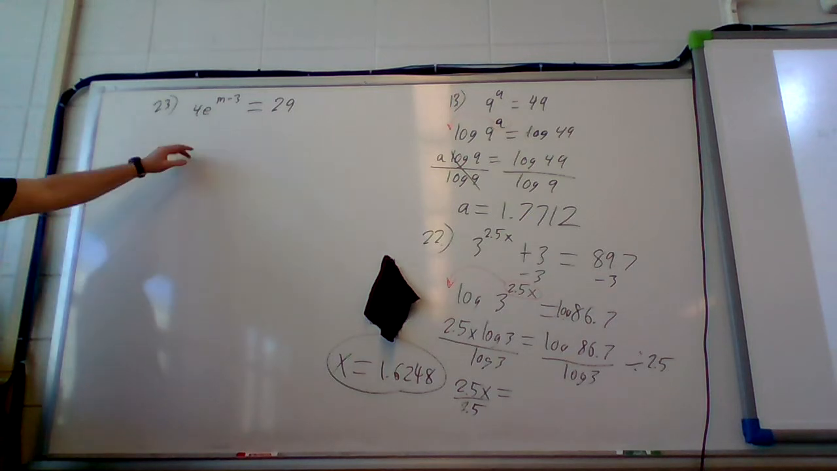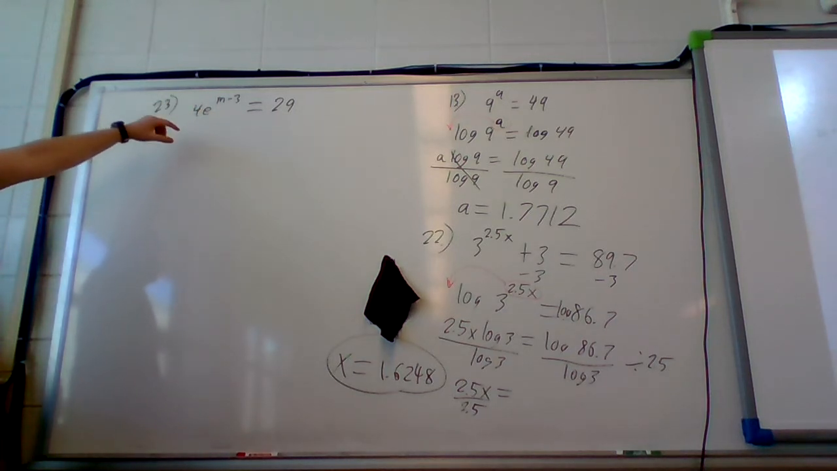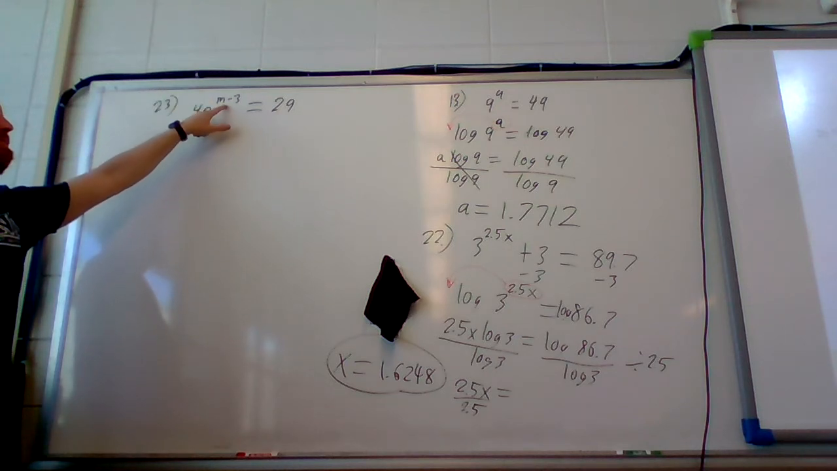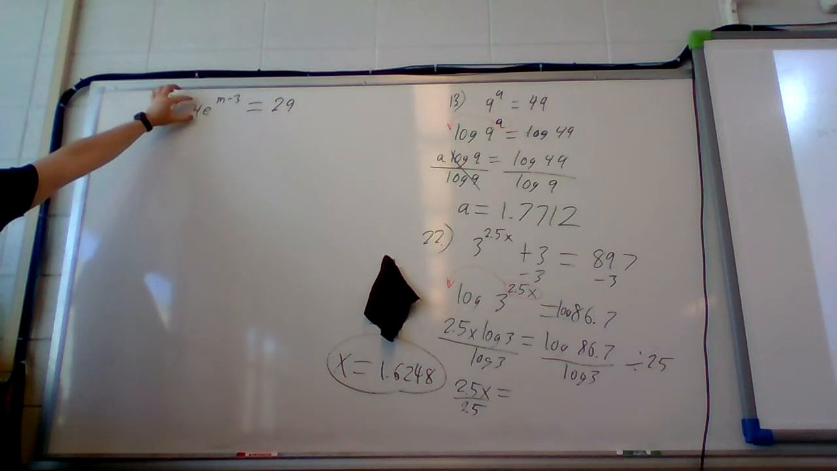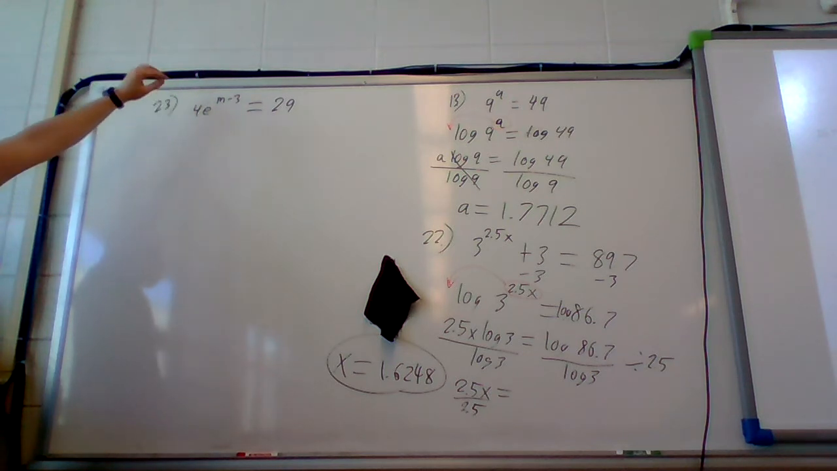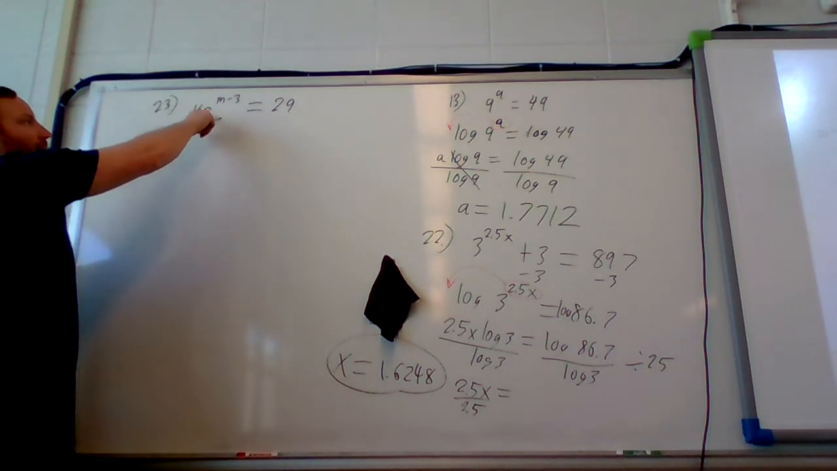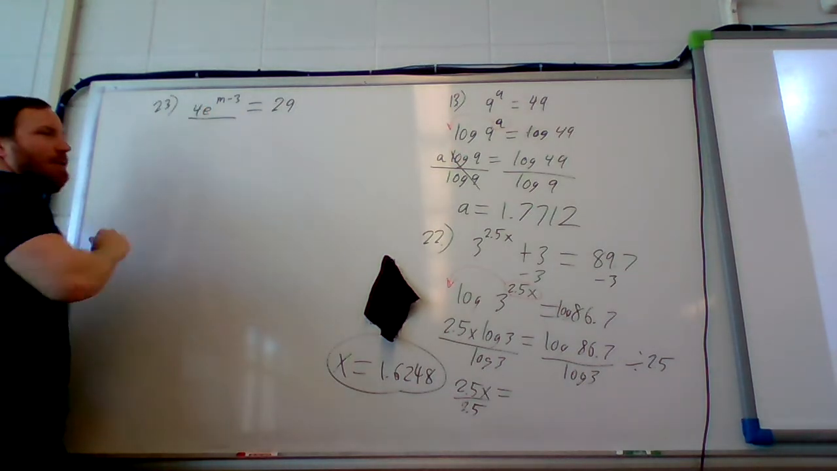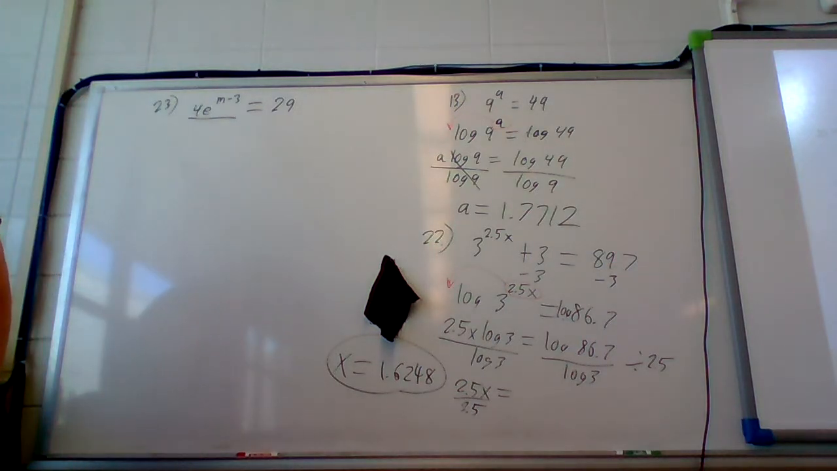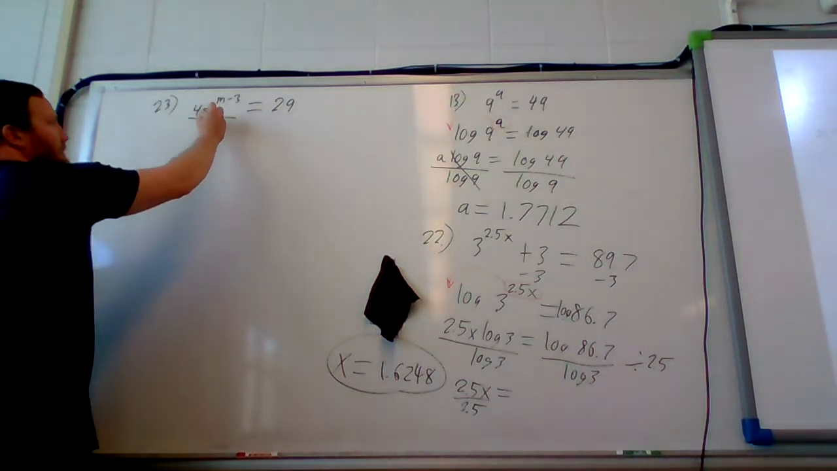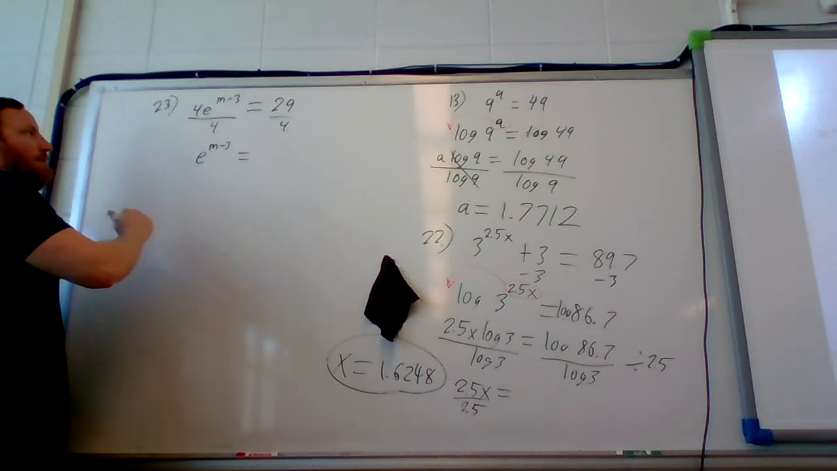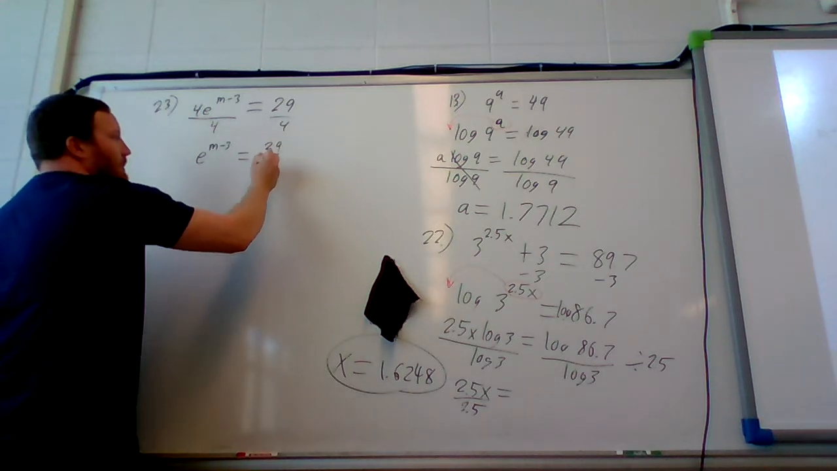Okay, so this one's a little confusing when we look at it first. This 4 is not being raised to that n minus 3 power. So we can actually divide by 4 before we get started. Okay. E itself is a number. That's the natural number. It's on your calculator. It's right beside the division sign. Or actually, that's how you get its second division. So we're going to divide both sides by 4. That gives us e to the n minus 3 over, I'll just leave it as a fraction, 29/4.